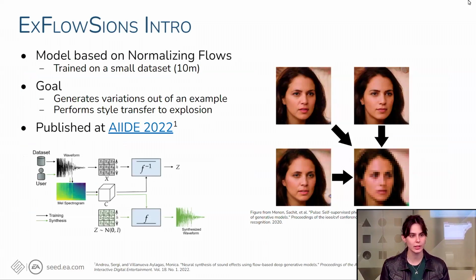The goal of the model is to generate variations given an example, but it also performs style transfer from any type of sound effect to explosion sounds. We have published this work in an external conference, so if you would like to have more information or details about the model, feel free to check our paper. But the main idea is explained here with this figure from the image domain.